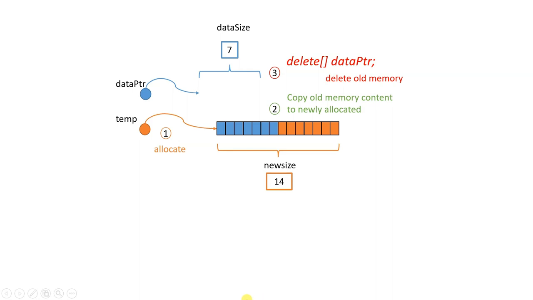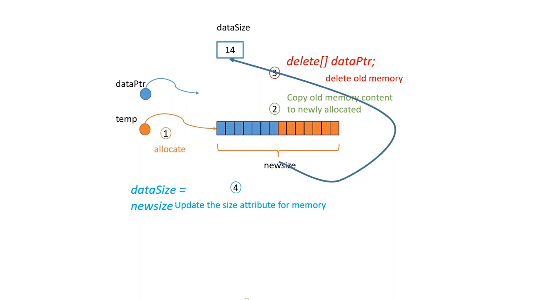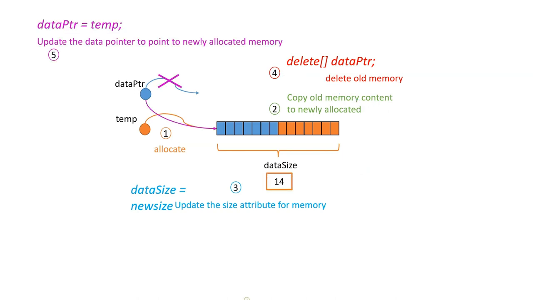You have to make sure that, first of all, the size is updated. It's 14 now, if you are keeping track of the size. We are not, because we have null termination. But you update the new size. Then you make the old data point to the new one. So you say the data pointer is pointing where temp is pointing. And after you have done this, the process ends.